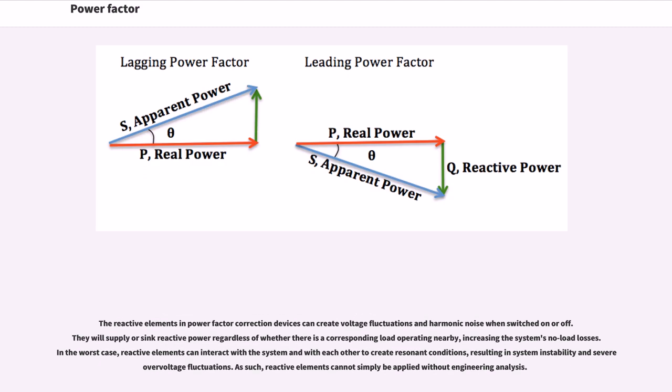The reactive elements in power factor correction devices can create voltage fluctuations and harmonic noise when switched on or off. They will supply or sink reactive power regardless of whether there is a corresponding load operating nearby, increasing the system's no-load losses. In the worst case, reactive elements can interact with the system and with each other to create resonant conditions, resulting in system instability and severe overvoltage fluctuations. As such, reactive elements cannot simply be applied without engineering analysis.